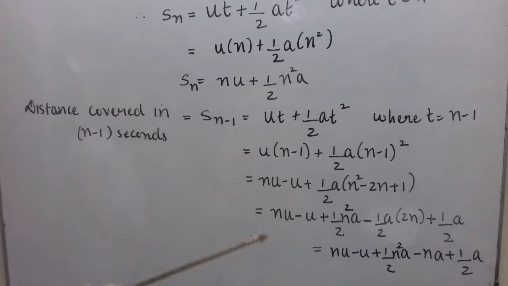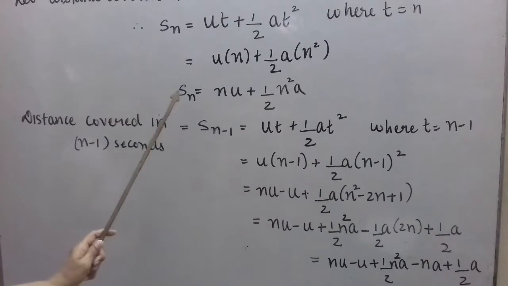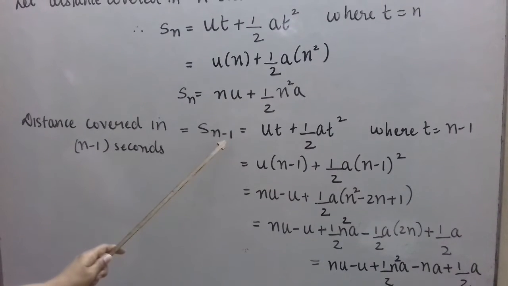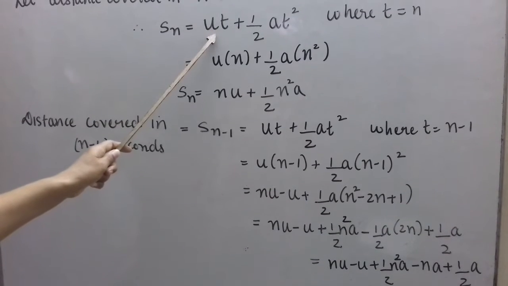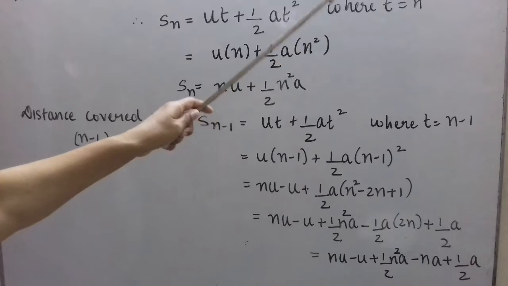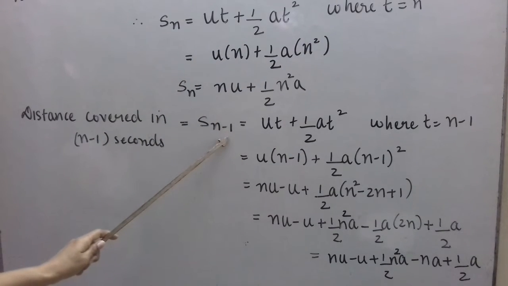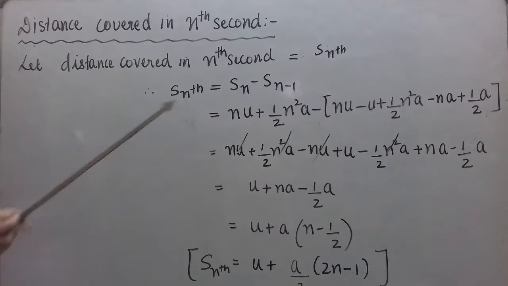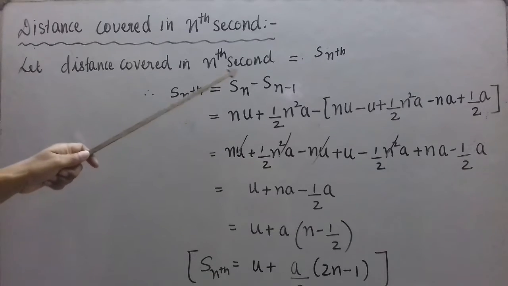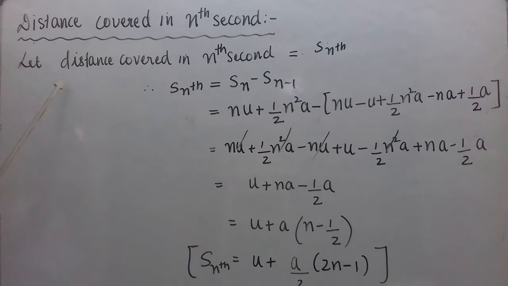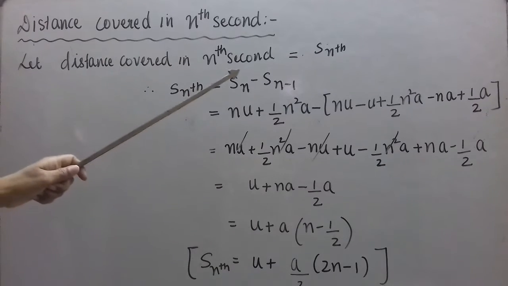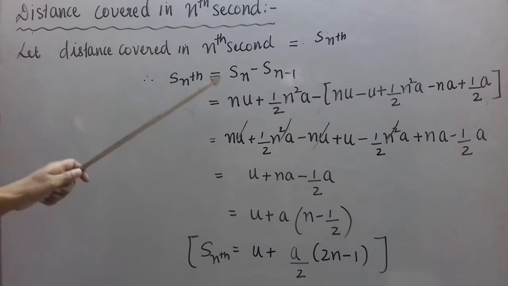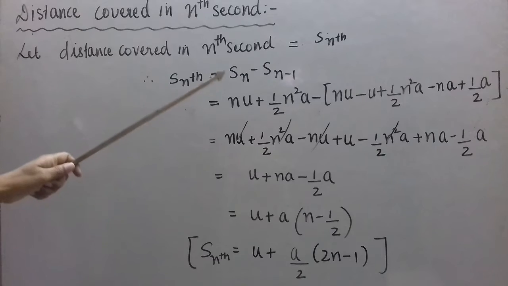So we have derived, finally, two expressions. Sn, distance covered in n seconds, and Sn minus 1, distance covered in n minus 1 seconds, just by using the second equation of motion and by putting the value of t, t as n here, t as n minus 1 here. So students, now we have found an expression for distance covered in n seconds and distance covered in n minus 1 seconds. If we denote the distance covered in nth second by Snth, I can write distance covered in nth second is equal to distance covered in n seconds minus distance covered in n minus 1 seconds.